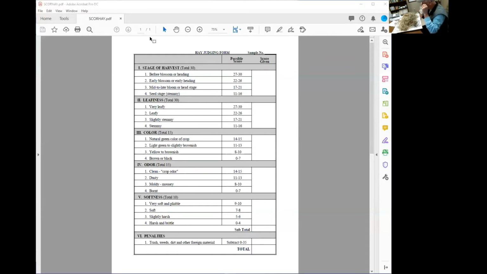So when I get ready to look at stage of maturity, the first thing I'm going to do is go through it and start looking for seed heads. And so I've got a seed head of Kentucky bluegrass there. Here's an orchard grass. So I've got this mixed grass here.